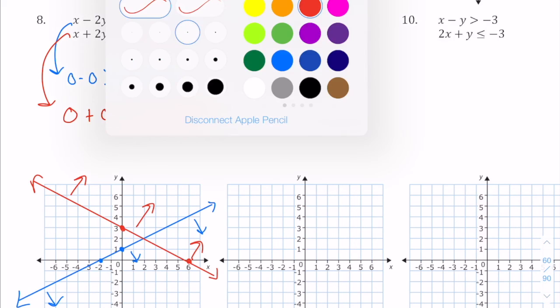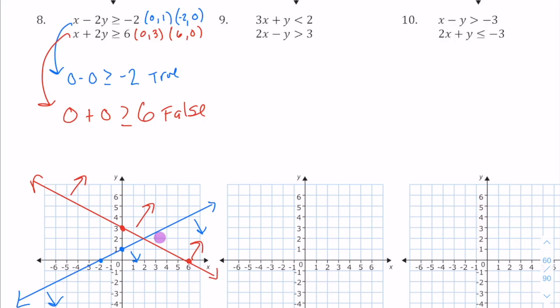Okay, so hopefully you can see which region we're going to be shading in. It is going to be this region that's off to the right. That's where both of our arrows are pointing. And so this is the feasible region. It's what we're looking for. It is the solution to a system of linear inequalities.